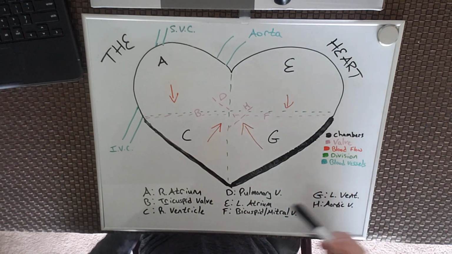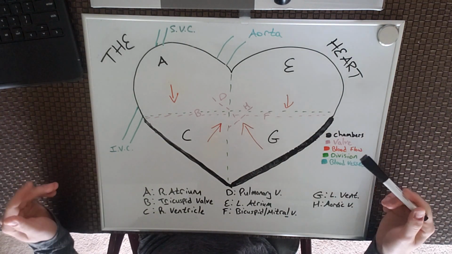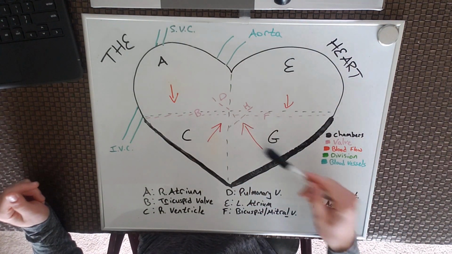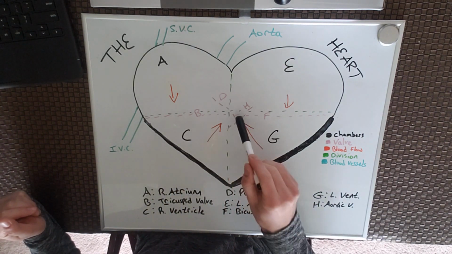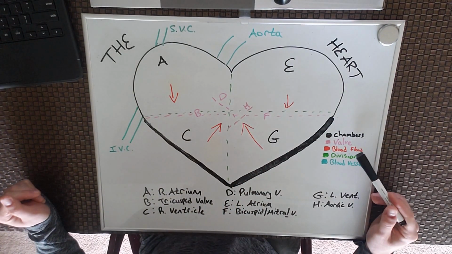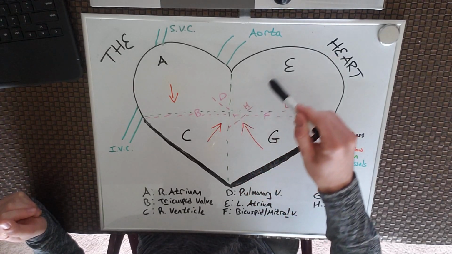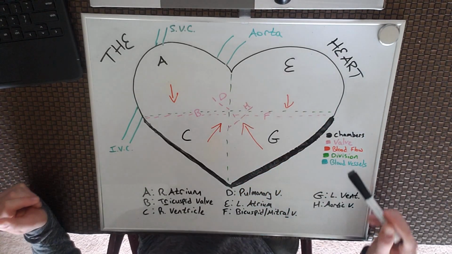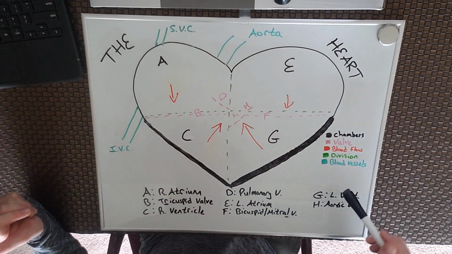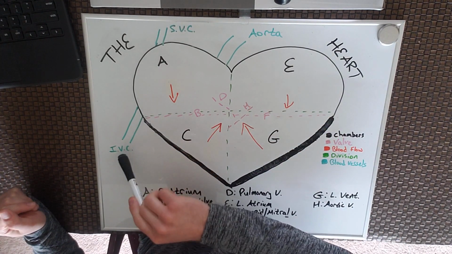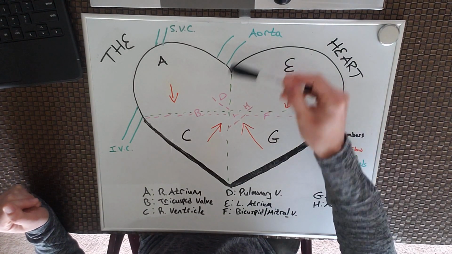Just a quick view of this diagram here. You have the four chambers. You have the valves. So one valve, two, three, four. You have your blood flow. It goes like this. You have the divisions of the heart, right, which is four chambers. And then finally, the blood vessels, which are the inferior vena cava, superior vena cava, and the aorta.